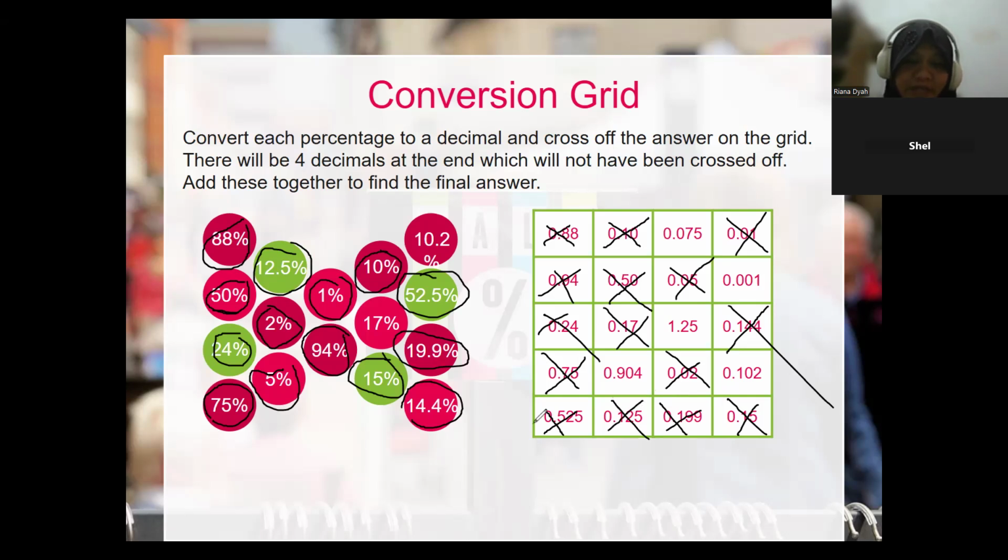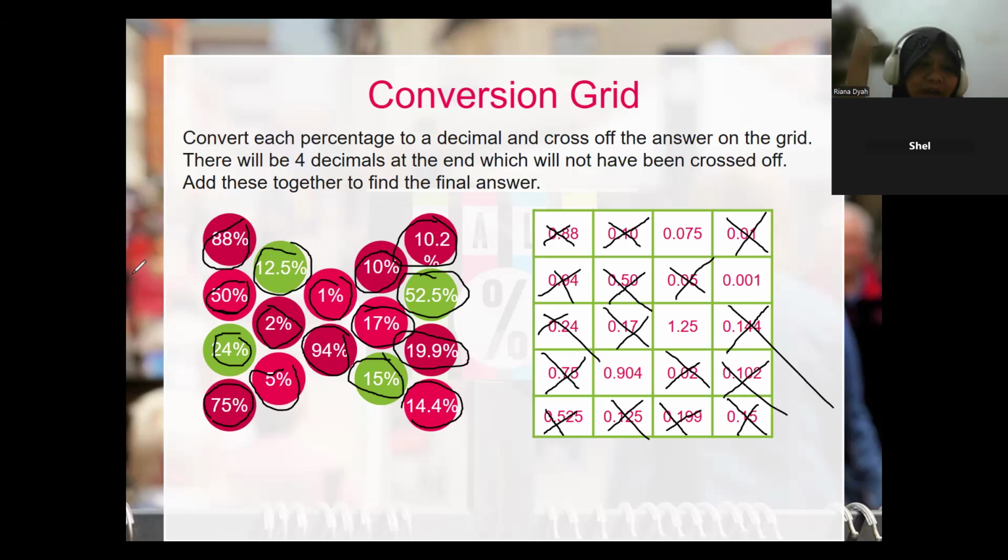0.125. Good. Next. Do we have 17 already, before? Oh, last one, 10.2. So 0.102. Okay, you got it.